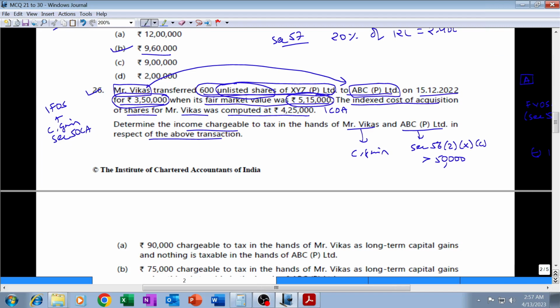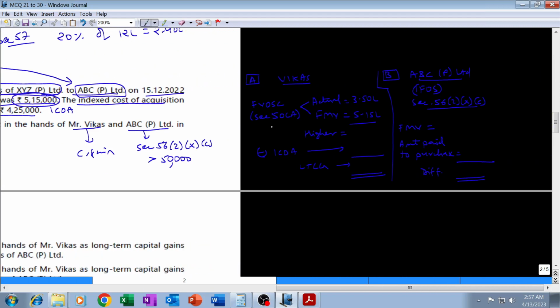Let's calculate capital gain for both of them. First, for Vikas there will be capital gain. For Vikas, the full value of sale consideration according to section 50CA will be either the actual sale consideration 3,50,000 or the FMV 5,15,000, whichever is higher, so 5,15,000, minus the indexed cost of acquisition, which is given to us as 4,25,000. So 90,000 will be the long-term capital gain for Vikas.